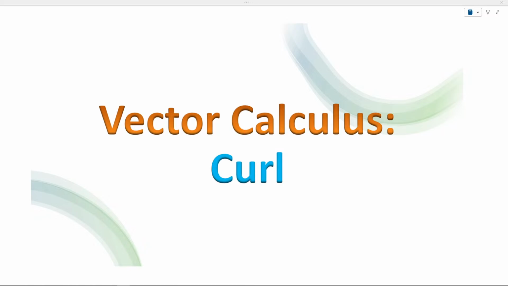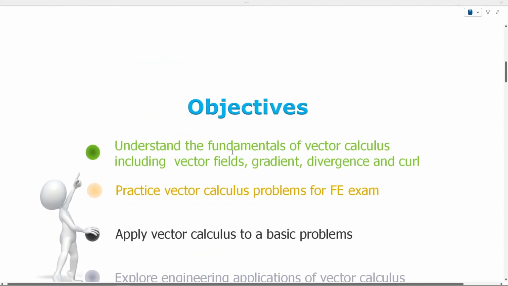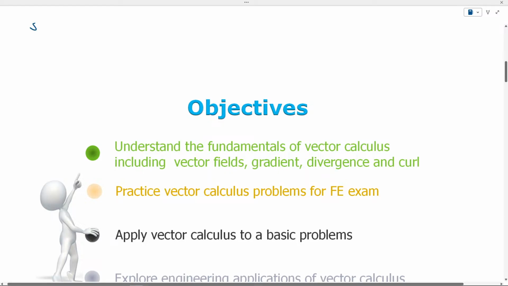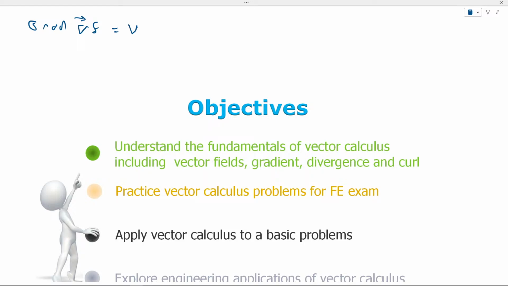Welcome. So we will look at another building block of vector calculus, which is curl. What we did before was gradient. Remember, we did gradient of a function. Basically the gradient takes a scalar and gives you a vector. Yeah, we did this before.